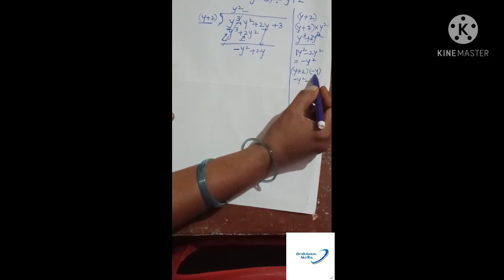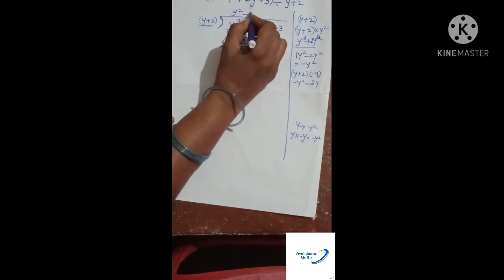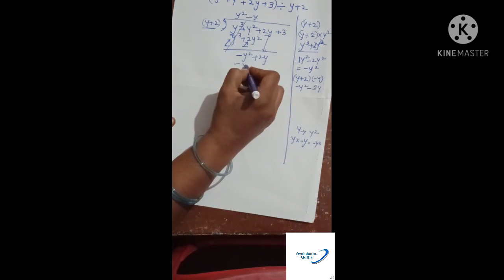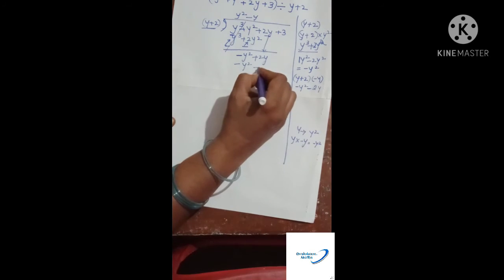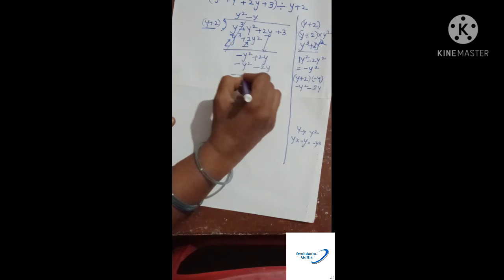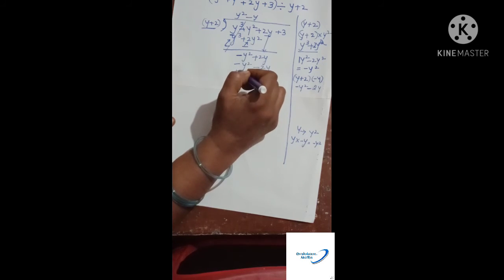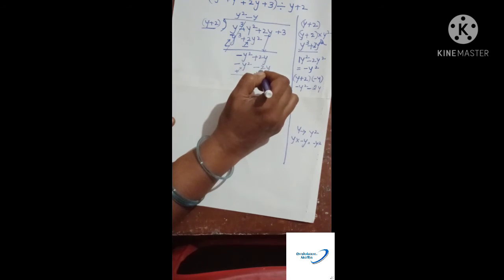So what you are doing here, you are multiplying this one with minus y. So you are going to write here that y, and this answer just below this one, minus y square minus 2y, very simple. Okay, this minus becomes plus and this minus becomes plus. So what you get here, minus y square and this is plus y square and this is plus 2y.